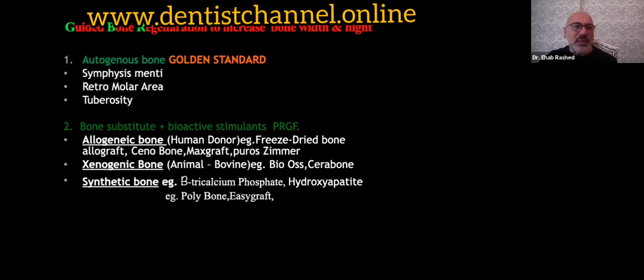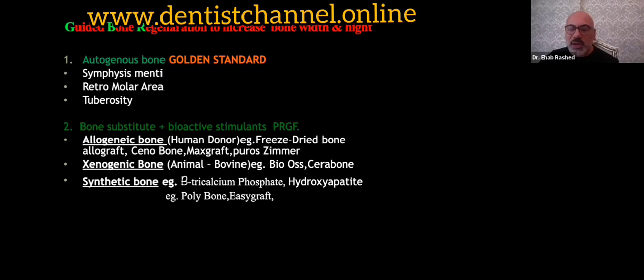And we can see the substitutes, as I mentioned before: either allograft, which is from a donor, or xenograft, or synthetic from a kind of beta-tricalcium phosphate or hydroxyapatite. The xenograft that we use a lot is bovine bone, which you can take from an animal, like Bio-Oss or Cerabone. Also the allograft, which you can always take from a human. We know Maxgraft and Puros and Cenobone, and we have lots of brands.